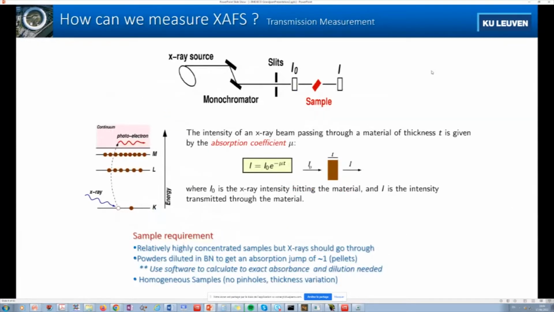How do we measure it? There are several measurement modes. The most common one is the transmission. Transmission is just like a typical absorption, the Beer-Lambert law. You have I0, so you're just measuring the absorption through the sample. The absorption, of course, corresponds to this excitation here. This is the best way to measure, but of course, you need to have the right sample. You need to have a good concentration, otherwise.